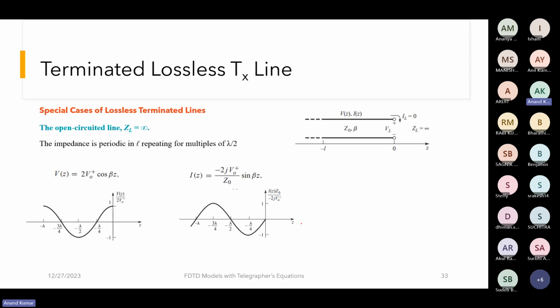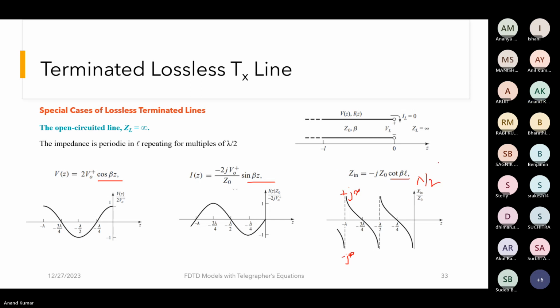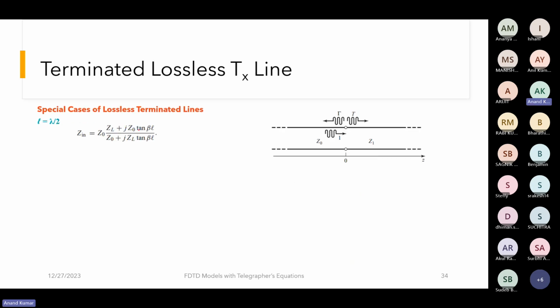So again, if we try to plot them, this will vary as a cosine, this will vary as sine, this will vary as cotangent, taking all the values from negative j infinity to positive j infinity, with a periodicity of lambda by 2. So all these plots are available in Pozar with detailed explanations. I'm just brushing over them. Give it a read. Now, ignore this for now.